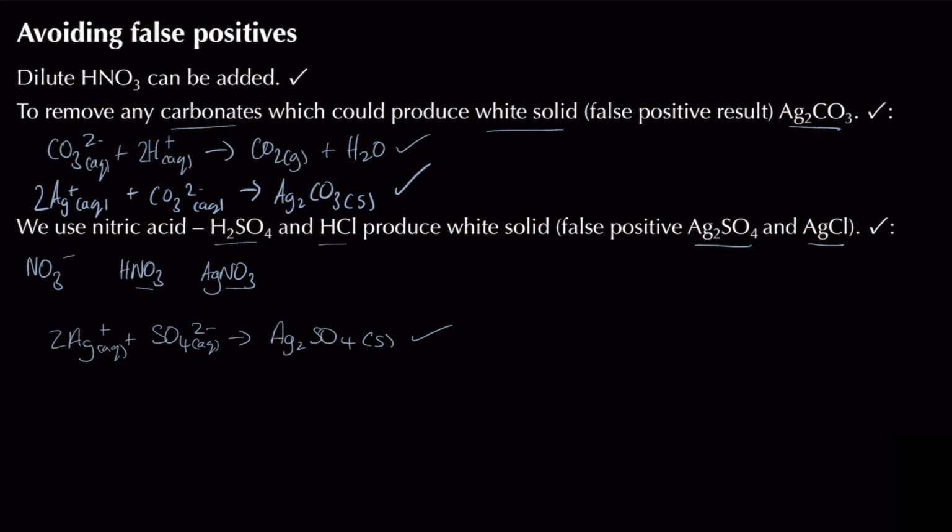Now what if I were to use hydrochloric acid? Well, we know the silver ions will react with our chloride ions just like before, and we end up producing our silver chloride precipitate, which is what we don't want. So again, we want to avoid false positives where possible in qualitative analysis.